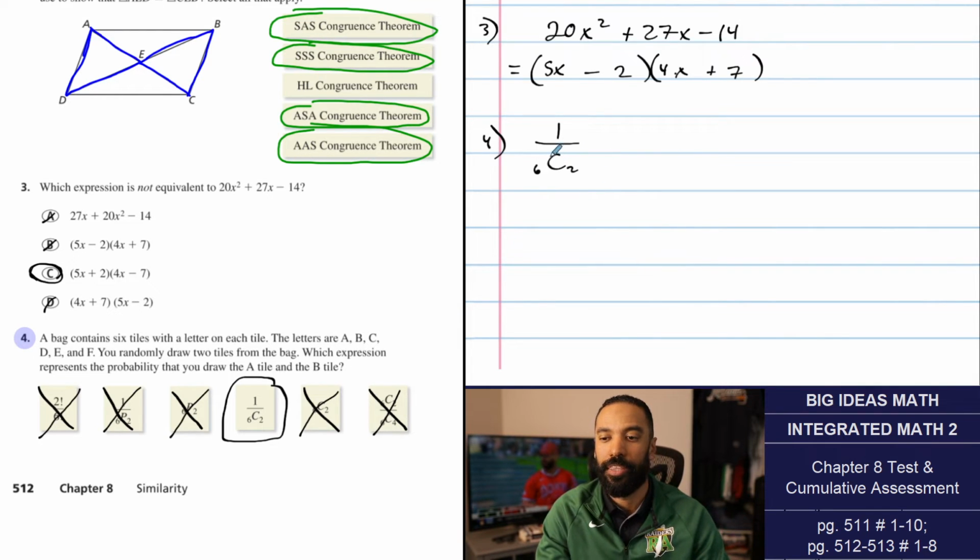Order doesn't matter. There are this many ways that you can pick 2 letters, choose 2 letters out of the 6 that are possible. There's only one way that you can get both A and B. That's having A and B.